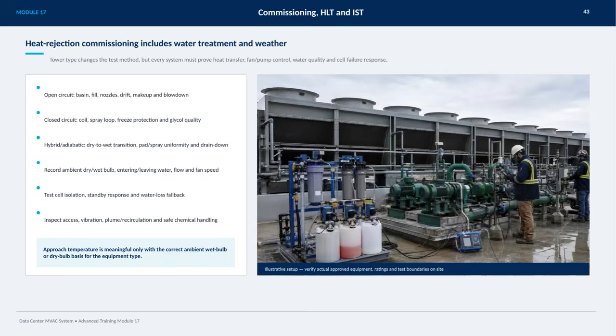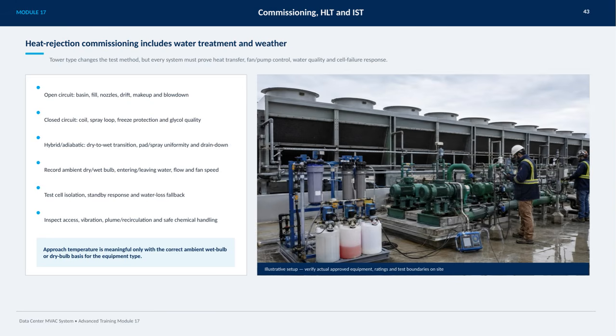On this slide, we're focusing on the critical aspects of heat rejection commissioning, which includes water treatment and how weather impacts the process. Depending on the tower type, the test methods vary, but every system must demonstrate effective heat transfer, proper fan and pump control, maintained water quality, and a reliable response to cell failure. For open-circuit systems, we pay close attention to components like the basin, fill, nozzles, drift, makeup water, and blowdown. Closed-circuit systems require monitoring of the coil, spray loop, freeze protection, and glycol quality. Hybrid or adiabatic systems introduce a dry-to-wet transition phase, along with pad and spray uniformity and proper drain down.